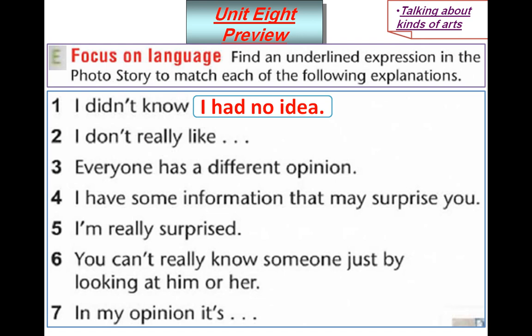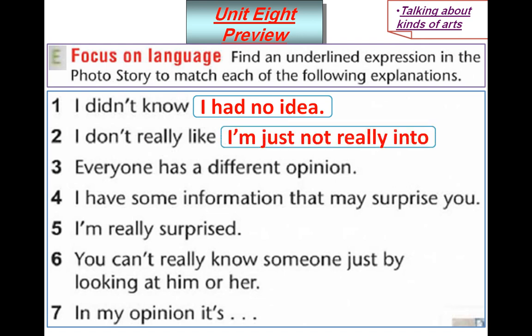I don't really like it, so it means I'm just not really into. Everyone has a different opinion. It means to each his own. What does opinion mean? Opinion means رأي. So when I say in English everyone has a different opinion, I can say it in another way, to each his own.